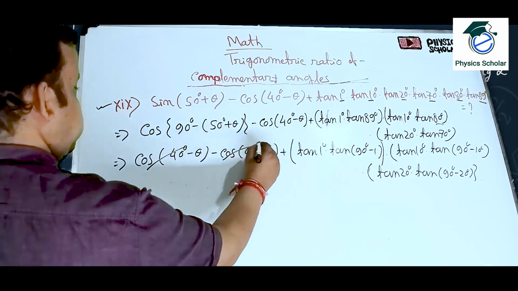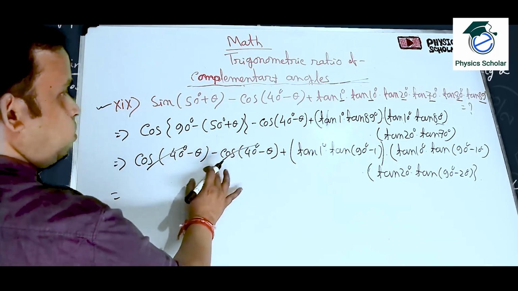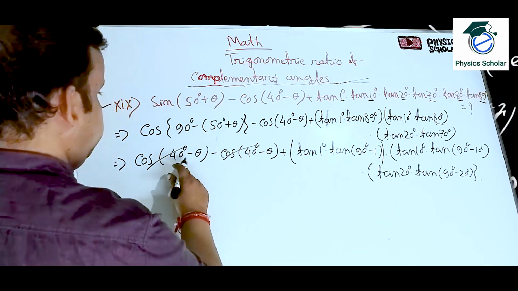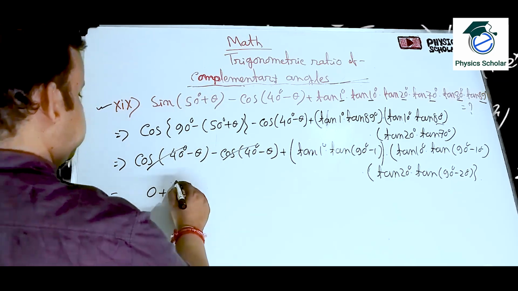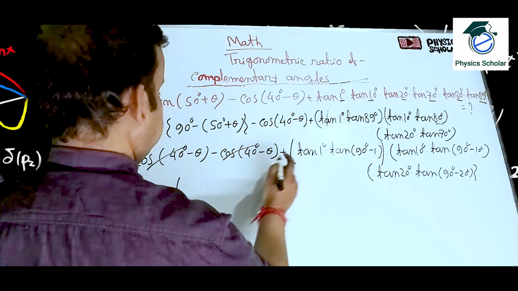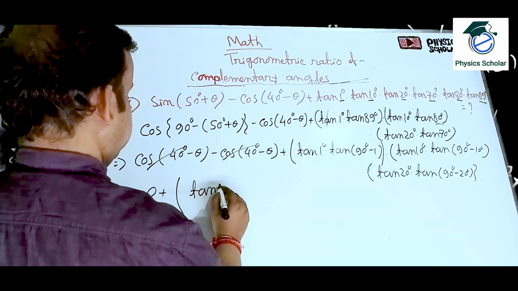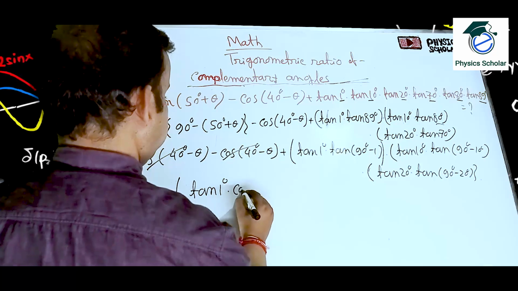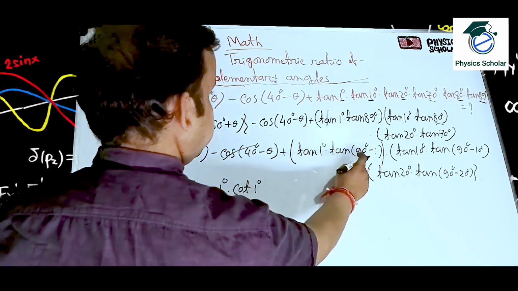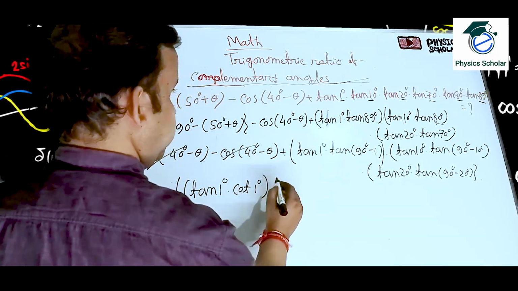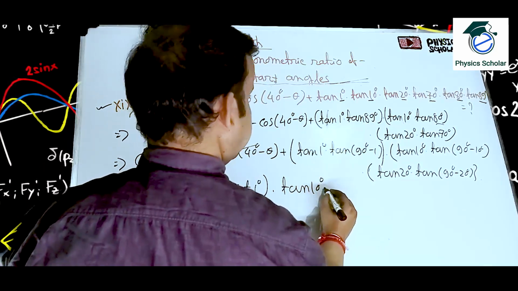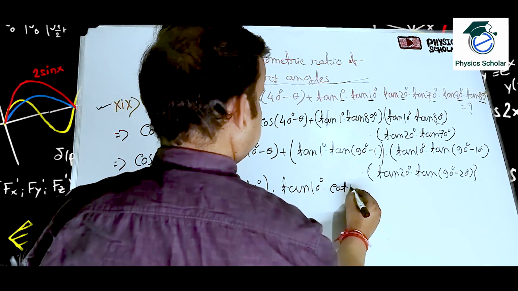So this plus cos theta minus cos theta cancelled. Okay, so that means it is 0 plus tan 1 degree into cot 1 degree. Tan 90 minus theta means what? Cot. Clear? Into tan 10 degree into cot 10 degree.